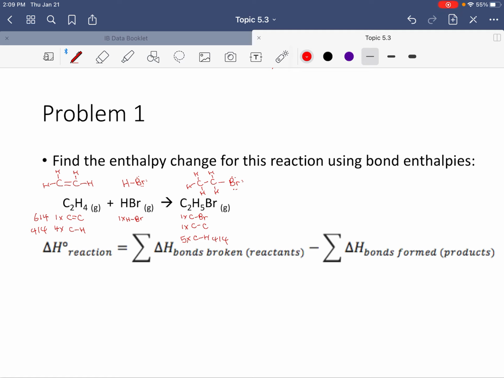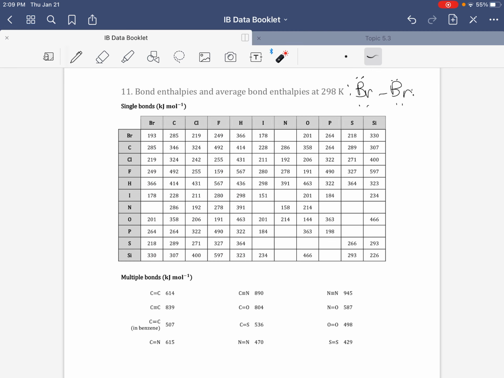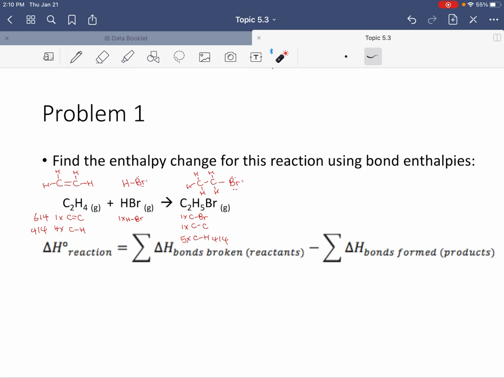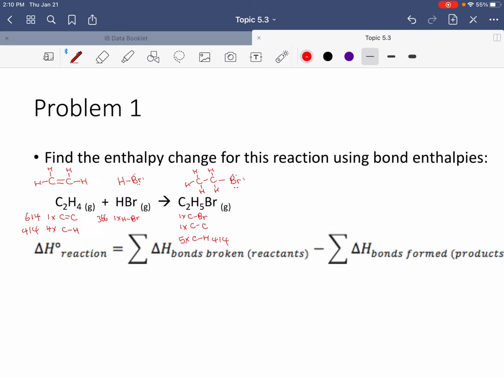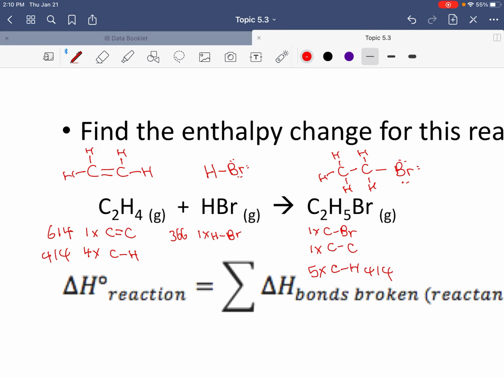Let's take a look at the HBr bond. This one, because there's one of them. HBr, that's 366. So that's 366. Just blow that up so you guys can see.